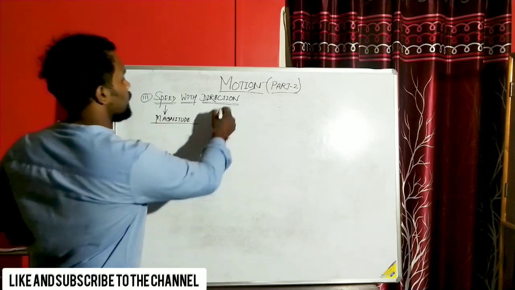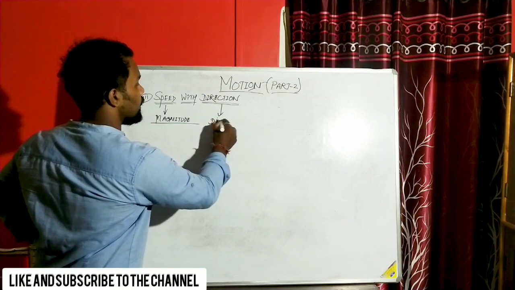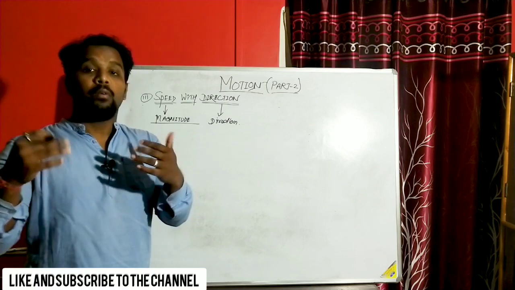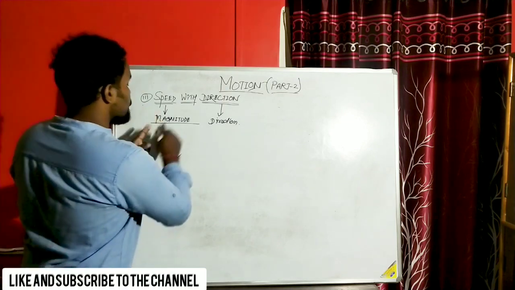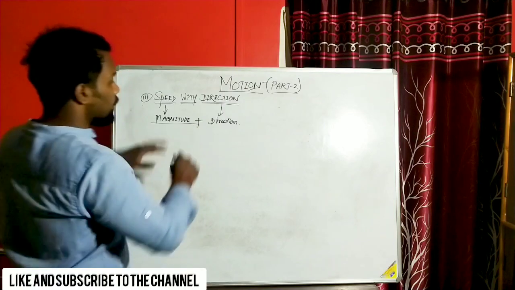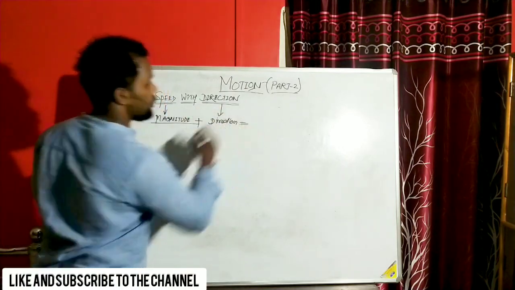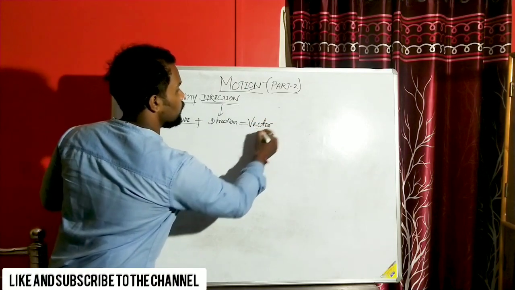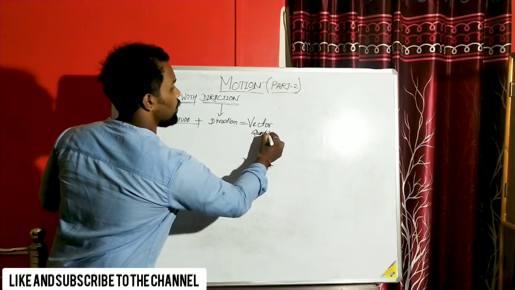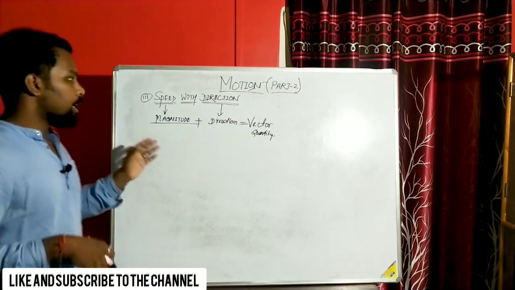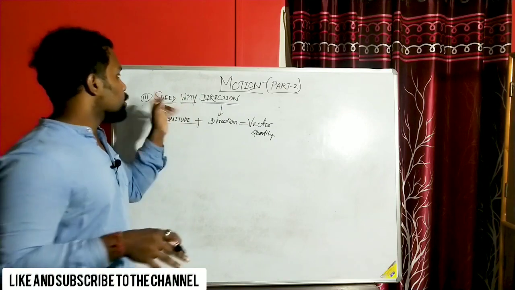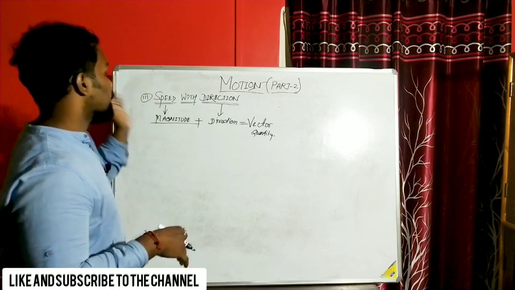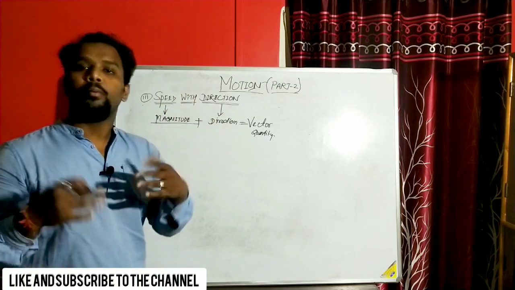Again, the next thing is, this word is what? Direction. Okay. And from our concept or from our knowledge, we can say whenever there is presence of both magnitude and direction, these two quantities are going to give us what physical quantity? That quantity is nothing but a vector quantity, right? That means when we give direction to speed, we are obviously getting a vector quantity.